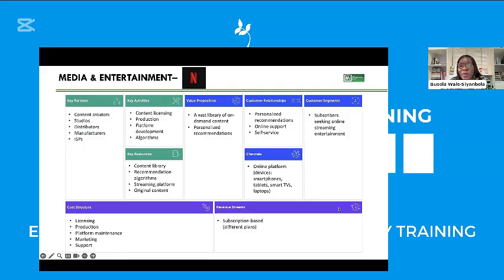Now let's move to their customer base. So customer relationships, personalized recommendations, online support, self-service. For their customer segments, they have subscribers. That's the only customer segment that they have. Subscribers seeking online streaming entertainment. And of course, they have channels, online platform, devices such as smartphones, tablets, smart TVs, and laptops.